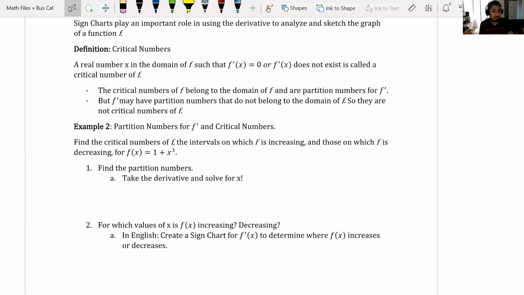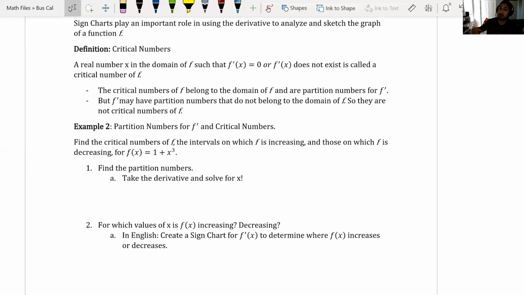And that's it. But again, I don't think we'll get those type of problems. All right. Example 2, we're going to do the same thing that we did in the last problem. Find the critical numbers of f, the intervals on which f is increasing, and those on which f is decreasing for 1 plus x cubed.